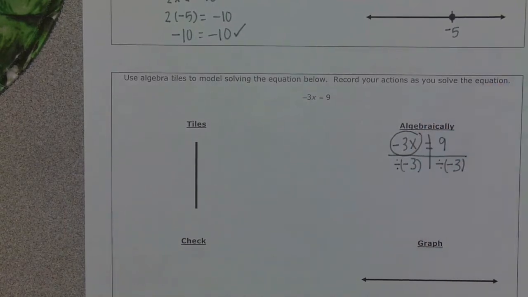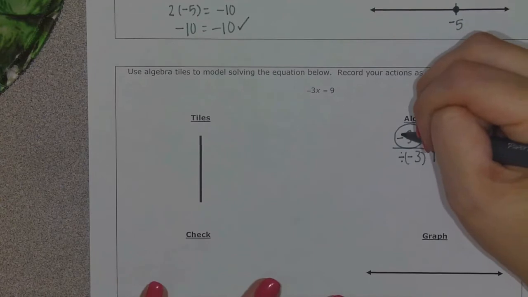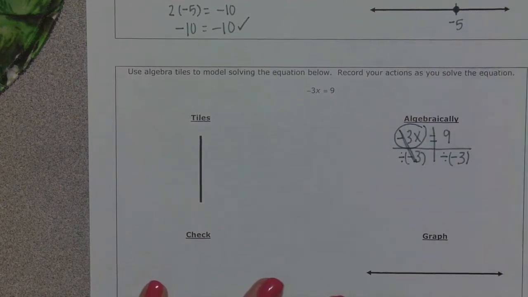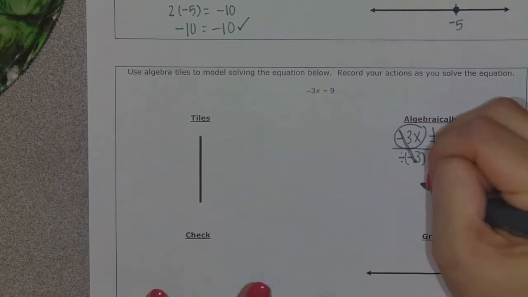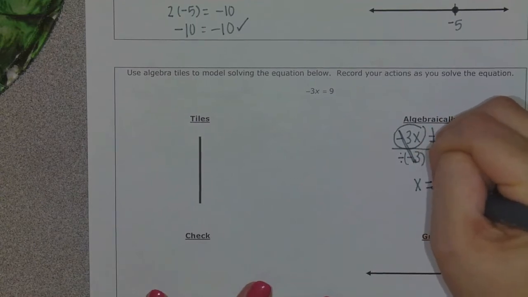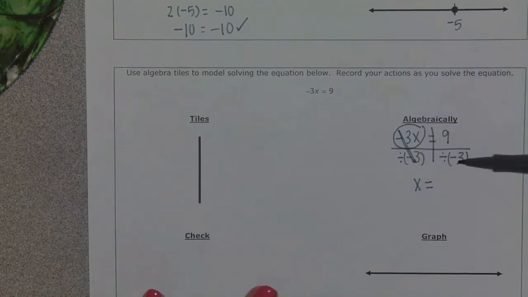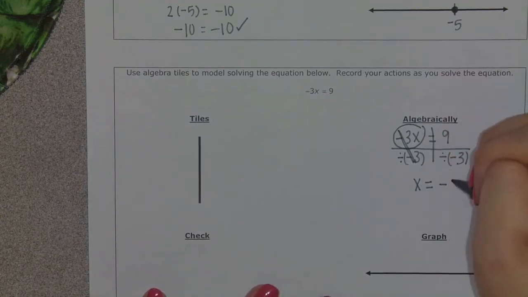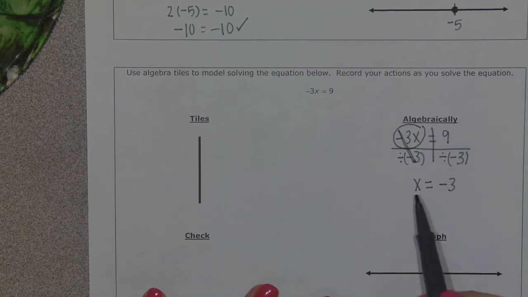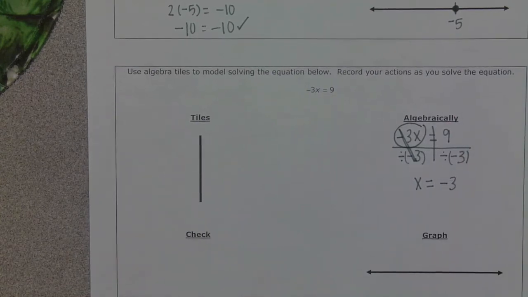Put parentheses around that so it looks like a negative 3. So my times negative 3 and divided by negative 3, they cancel each other out. So what remains is x equals, and then I have 9 divided by -3. This is a positive divided by a negative, gives me a negative. And 9 divided by 3 is 3. So I should get that x equals -3.